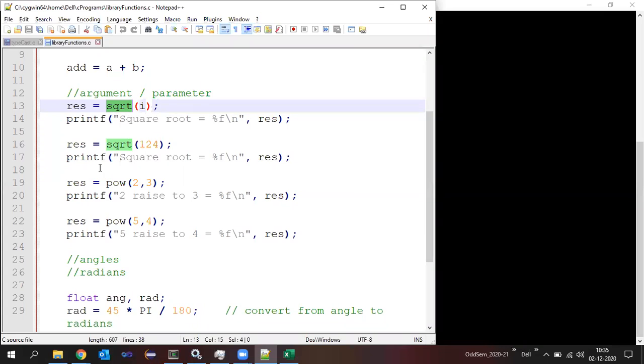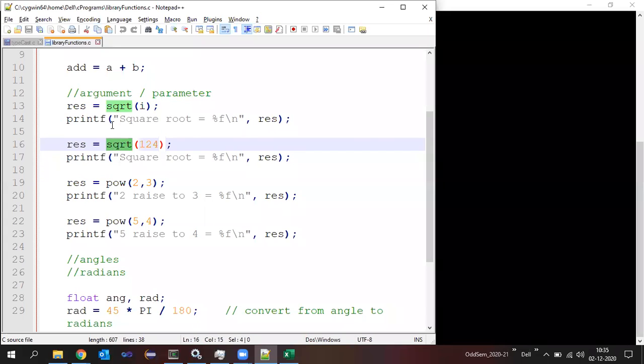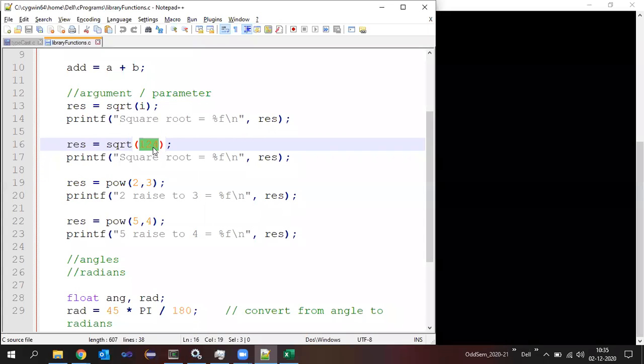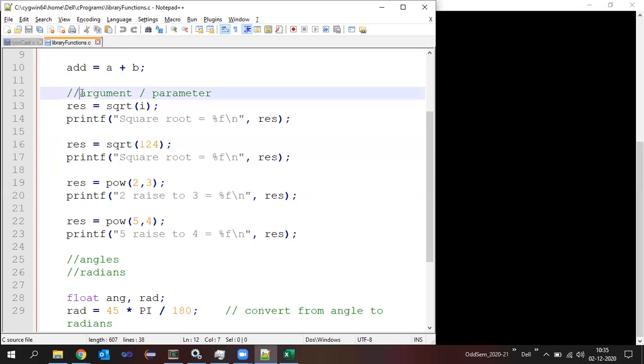In the same way, if I want to calculate the square root, I need to provide certain things to it. What is that thing? We call it an argument or the parameter. These arguments or parameters can be constant values like this. See, 124 is the value I am passing. I want to calculate the square root of a given number. That number I have to provide to the given function here. So that particular value I am passing here is called an argument or the parameter.